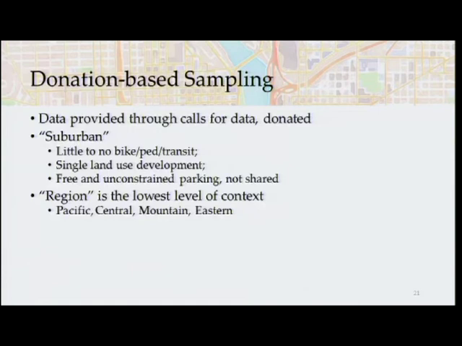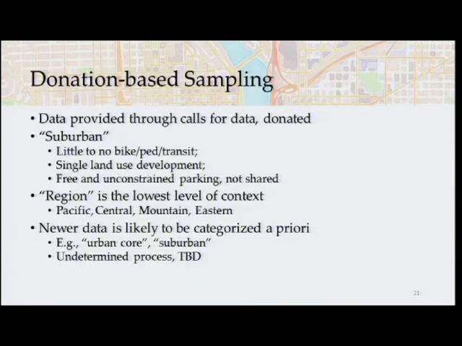The highest or the lowest level of context we get are these really general regions, Pacific, Central, Mountain, Eastern. But if you tell me that the data is in the Pacific, and therefore it should be representative of Portland, that could have been collected on the outskirts of Bend. It could be collected in the middle of San Francisco, Tacoma, anywhere in the Pacific region. So it doesn't actually help, is I guess the big thing.